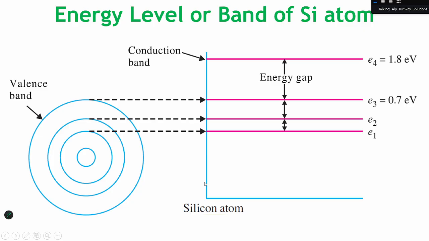Next, these are the energy levels. Silicon has atomic number 14, which means energy levels 2 and 8. These are already in stable condition, we can't do anything. If you write E3 minus E4, how much is the energy level? That means 1.1 electron volt you are getting. So that is the gap between the valence band and the conduction band, 1.1 electron volt.